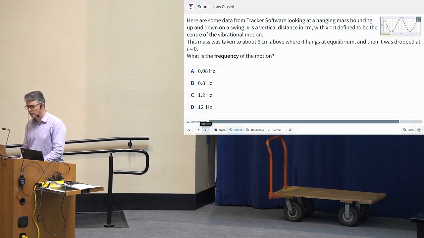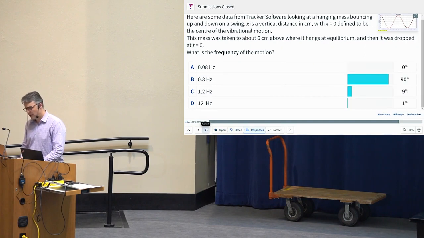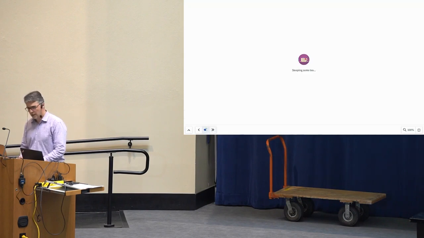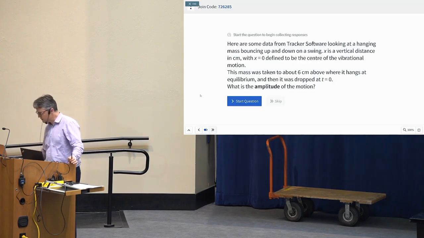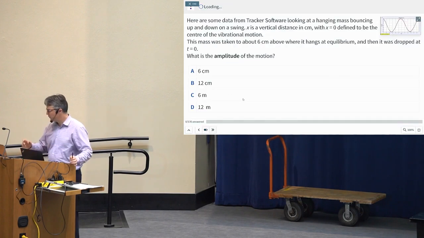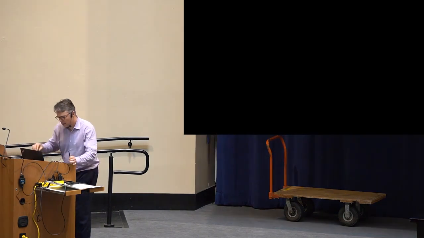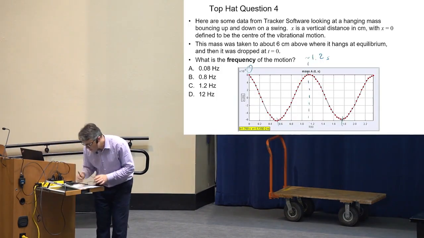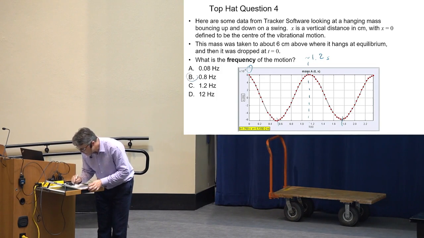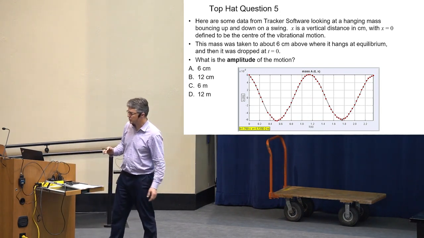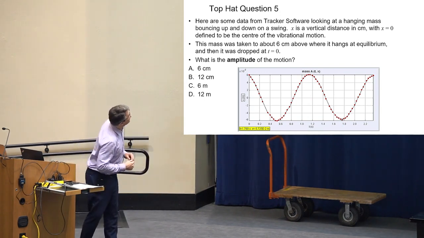So frequency is 1 over the period. The period is a little bit bigger than 1 second, so the frequency is a little bit less. It's around 0.8 hertz, I think, for this motion. So good job on that. Next question is exactly the same graph, but what's the amplitude? Well, let's look a little closer at the graph. This is saying it's either 6 centimeters, 12 centimeters, 6 meters, or 12 meters. Again, hopefully you can see it.